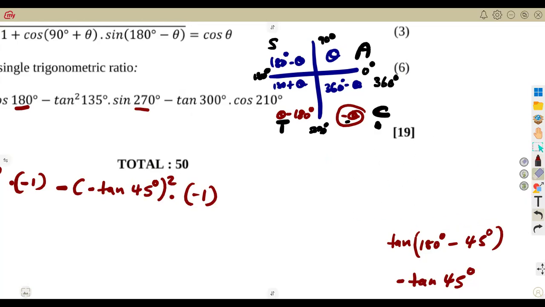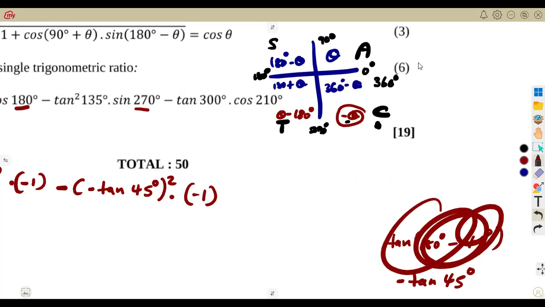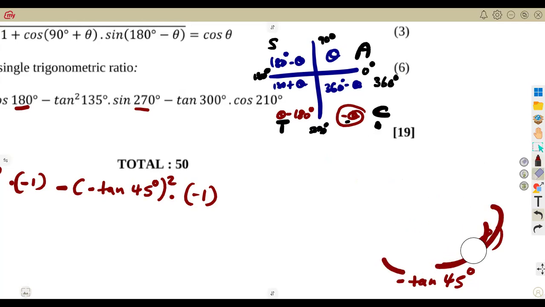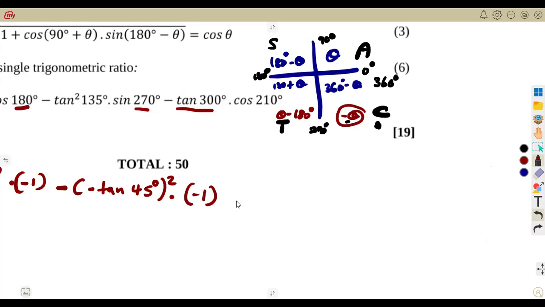So this is it. All these calculations, just write them somewhere. They are supposed to be shown. It's part of your working. Show them somewhere in your answer book. You're showing that. Okay. Then we move on to this minus tan 300.